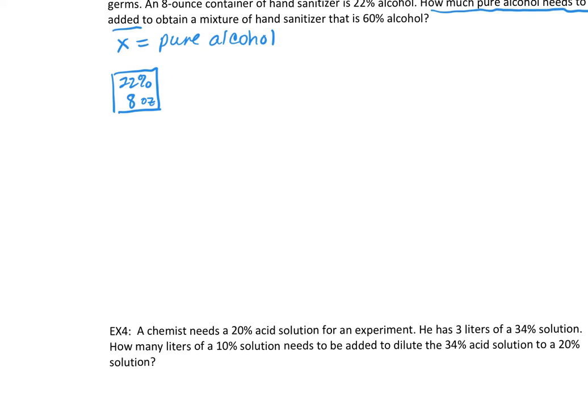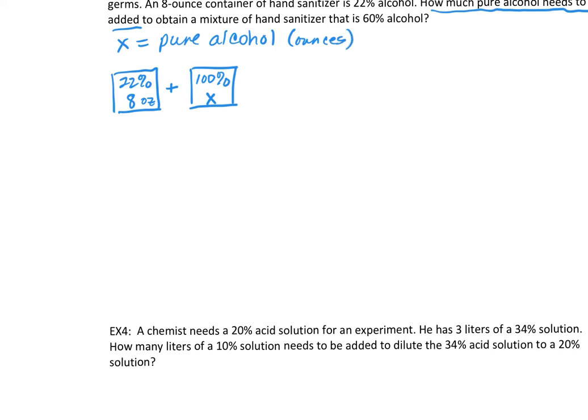Now in the problem it says how much pure alcohol needs to be added to this mixture. So I'm going to add a mixture of pure alcohol. Pure alcohol means it's 100% alcohol. But the how much is what I don't know, except for that's my X value, right? It's the amount or the ounces of pure alcohol. So maybe I'll put in parentheses ounces.